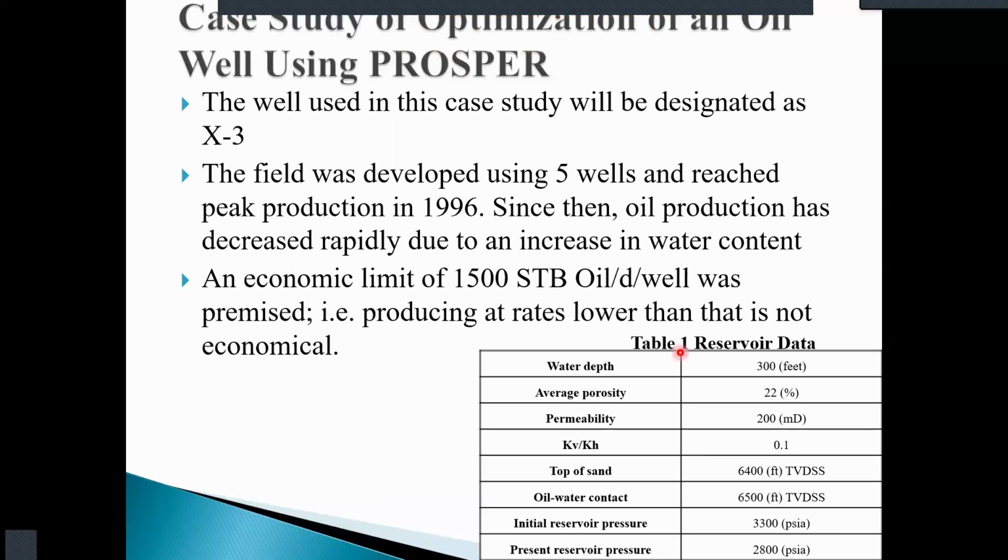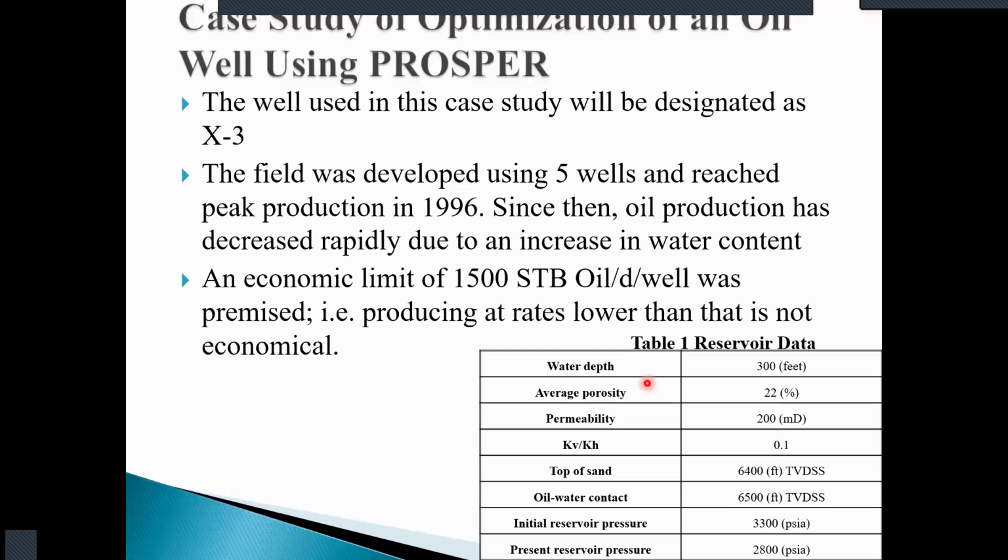So this is the well that is selected in this case study, X3. The field is developed using 5 wells and reached peak production in 1996. Since then, oil production has decreased rapidly due to increase in water content or water cut. So the economic limit of this field is 1,500 STB of oil per day per well, and production at lower rates is not economical because there is a lot of cost in operating also.